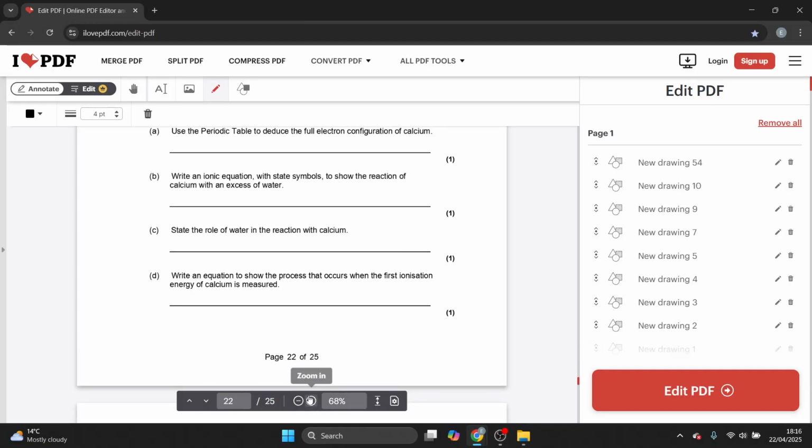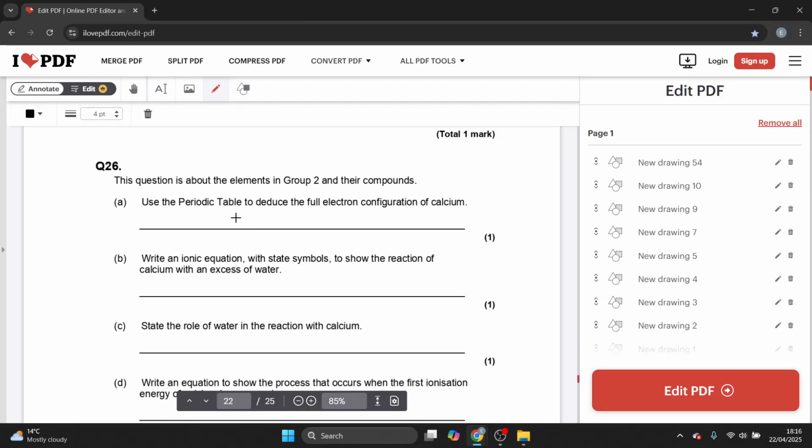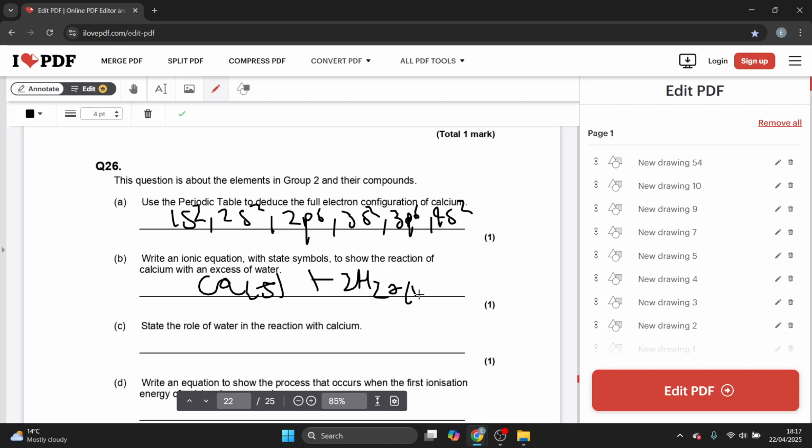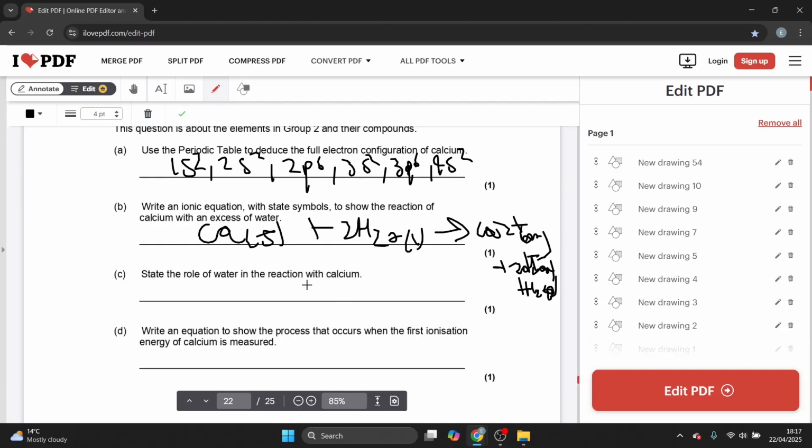Use the periodic table to deduce the full electron configuration of calcium. 1s2, 2s2, 2p6, 3s2, 3p6, 4s2. With excess water, Ca solid plus 2H2O liquid forms what? Ca2+ aqueous plus 2OH- aqueous plus H2 gas. The role of water: oxidizing agent.